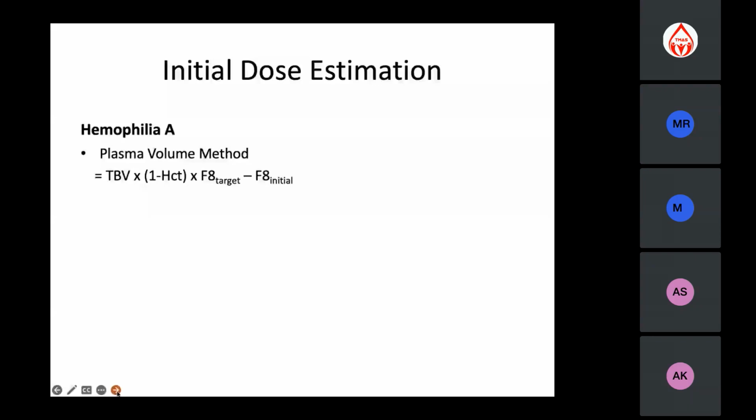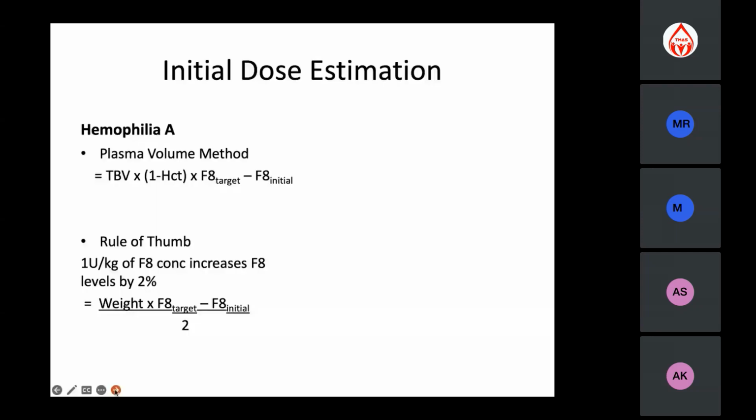For initial dose estimation for hemophilia A, there are two methods. The first method is the plasma volume method. So you estimate the plasma volume of the patient and multiply it by the desired factor level increment, that is the factor 8 target minus initial factor levels. So this is one of the methods to estimate the initial dose for factor 8.